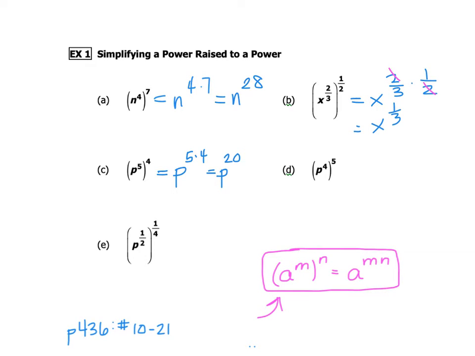Look at D. D just has those exponents in a different order, and notice what's going to happen here. This is p to the 4 times 5 power, which is p to the 20th power as well. And lastly, let's go to E. So this is going to be p to the 1/2 times 1/4. Great opportunity to see if you remember how to multiply fractions. Multiply across the top and across the bottom. This is going to be p to the 1/8 power.